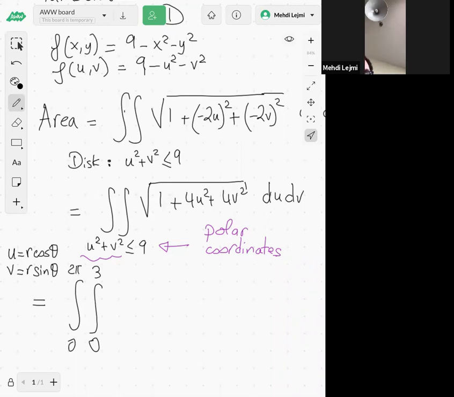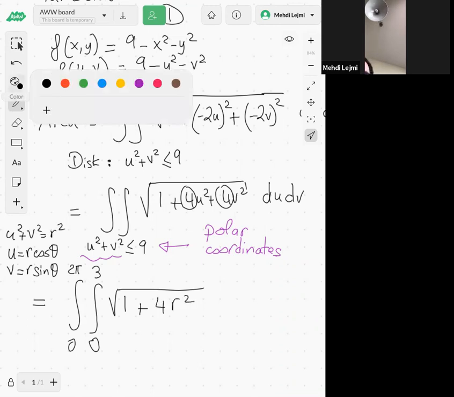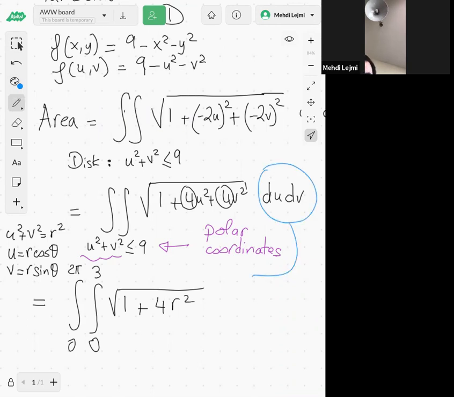Here, this is the square root of 1 plus, you can factor out the 4, 4 times u squared plus v squared, and of course u squared plus v squared is just r squared, right? So this is 1 plus 4r squared, and then don't forget the Jacobian for du dv in polar coordinates, there'll be r dr d theta.